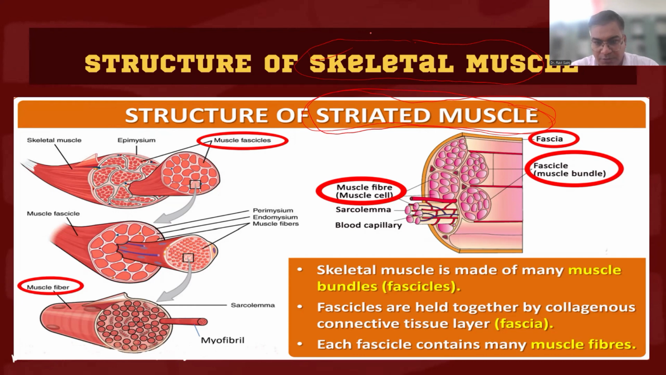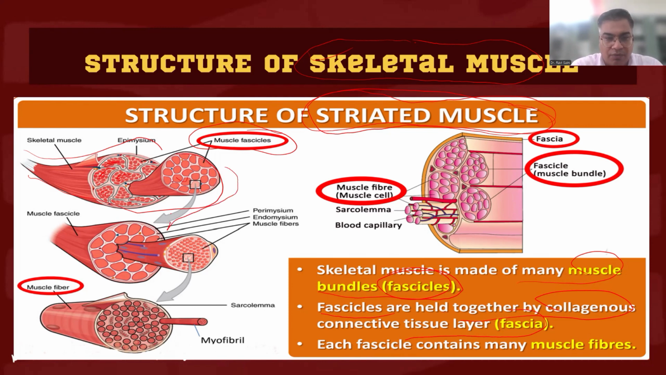Now come to the structural aspects. Skeletal muscle is made up of many muscle bundles, or we call them fascicles. This one is a muscle, and this whole muscle mass is divided into smaller bundles. These individual bundles are called muscle fascicles, and these fascicles are held together by a collagenous connective tissue layer. We call it fascia.